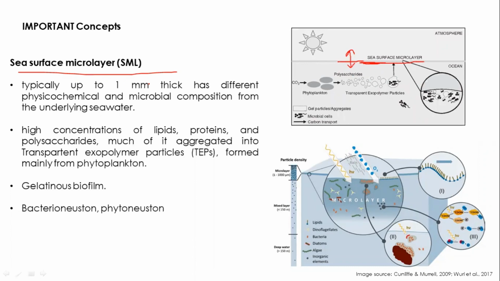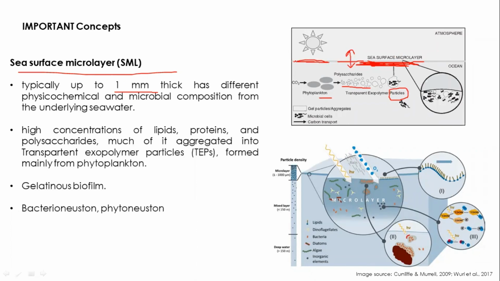So this sea surface microlayer can be 1 millimeter thick, right? And it is because of the physiological, physicochemical and microbial aggregation from the phytoplankton. So the phytoplankton produce polysaccharides, also called transparent exopolymer particles. These transparent exopolymer particles go and reside on the surface of the water where the interaction with the atmosphere is happening, and cause a close to 1 mm thick layer.